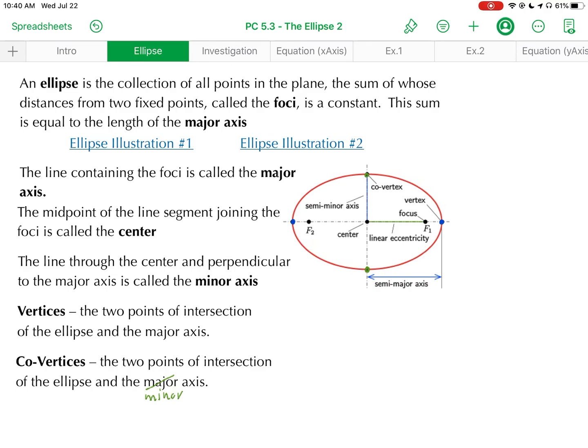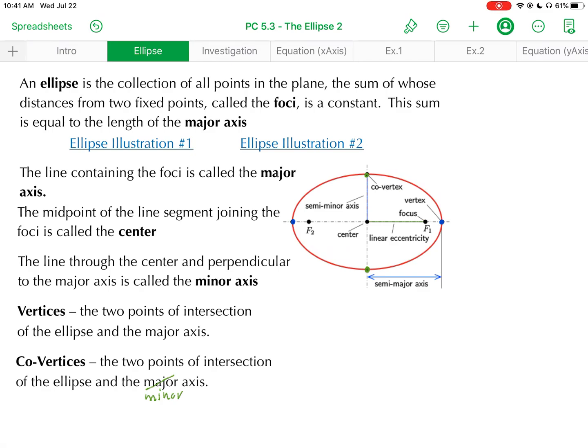And then you have the concept of vertices and co-vertices. So vertices would be the 2 points of intersection of the ellipse and the major axis. So the blue points, these are my vertices. And then my co-vertices are the 2 points of intersection of the ellipse and the minor axis. So my green points here are my co-vertices.